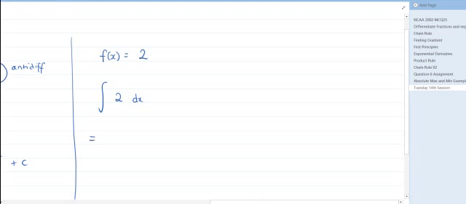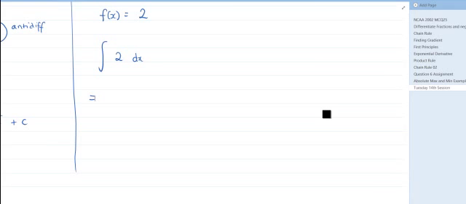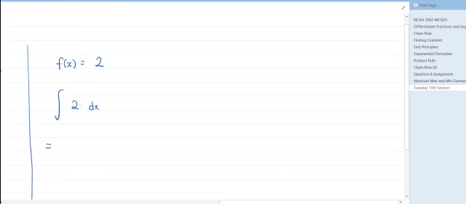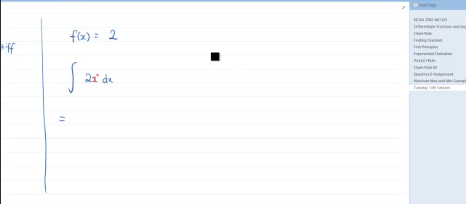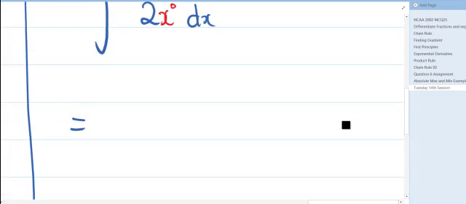Notice my notation. Follow the notation. Don't skip any steps there, okay? Same thing again. We know that 2, even though it's a constant and there's no x, really it's the same thing as writing x to the power 0, because x to the power 0 is 1. So 2 times 1 is 2, okay?